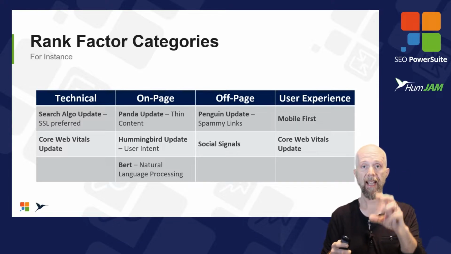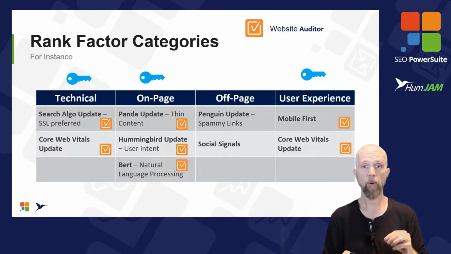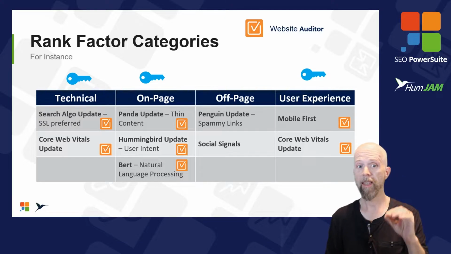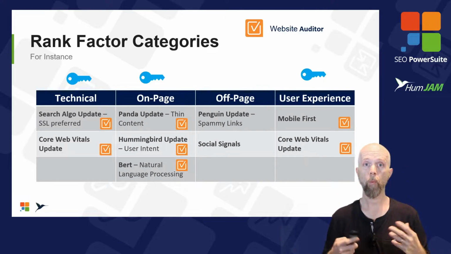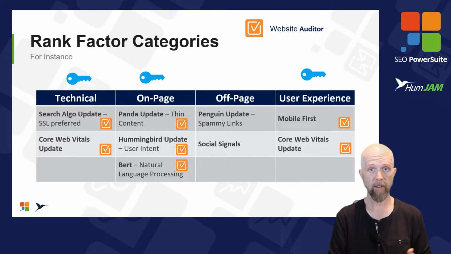Again, these are the categories that we look at. Now, the cool thing is that we have a tool that will help. So if we're looking in these particular categories, we use a tool called Website Auditor to kind of hone in and show you.